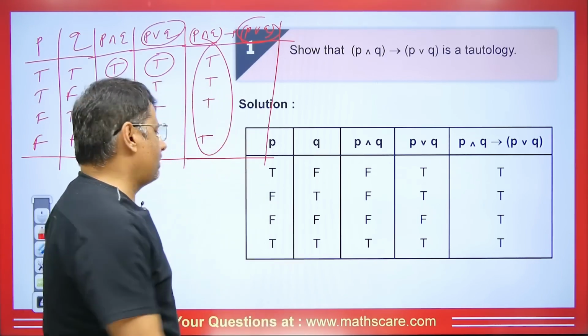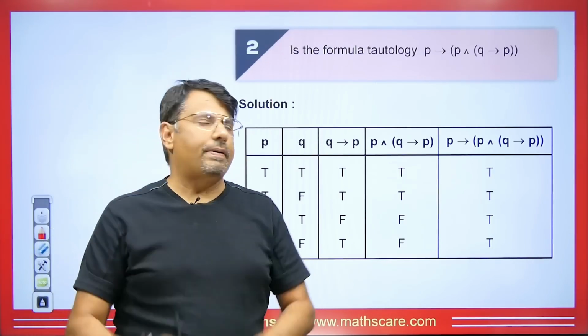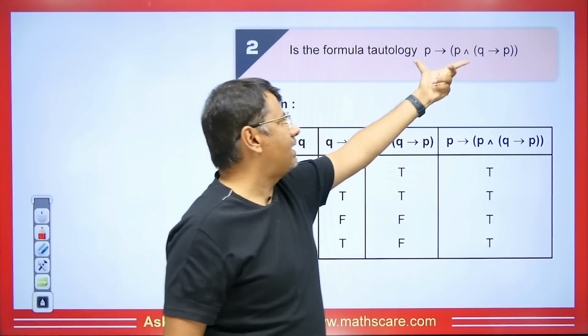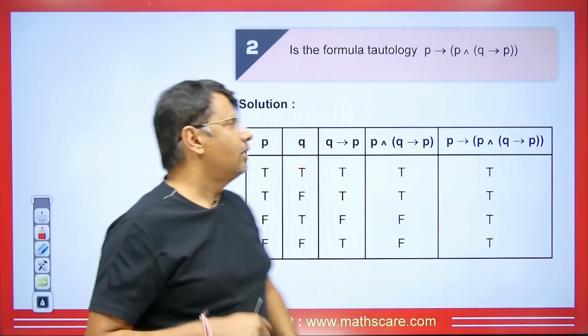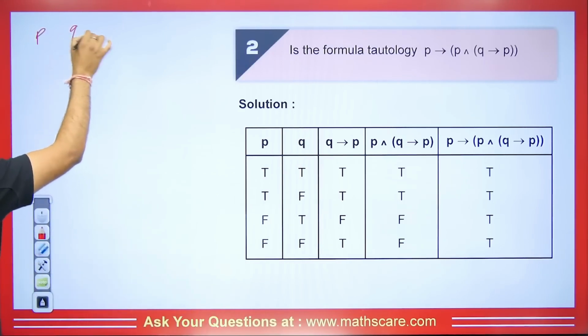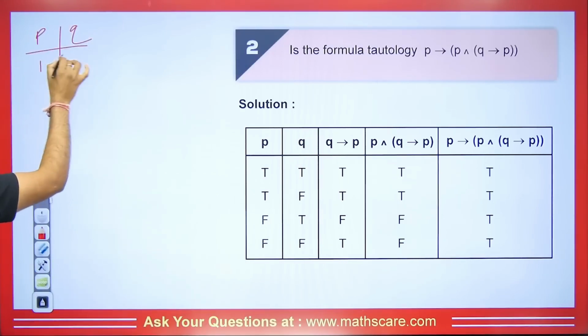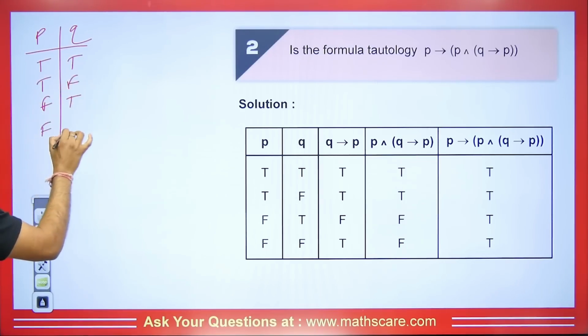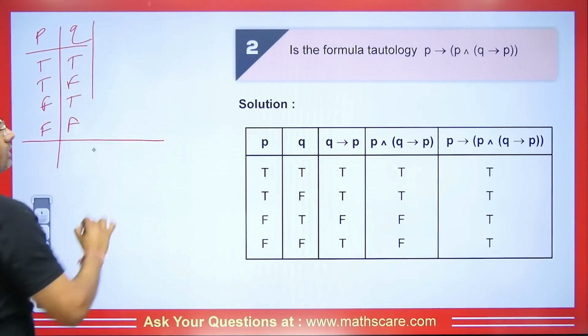Now let's see the next example. The next question is: is this formula a tautology? Yes, it is asking whether it is a tautology or not. So whenever we have this type of question, first you take P here and Q here, right? So here we will have true, true. Here it will be true, false. Here we have false, true, and then false, false, okay? We will take this. Clear?